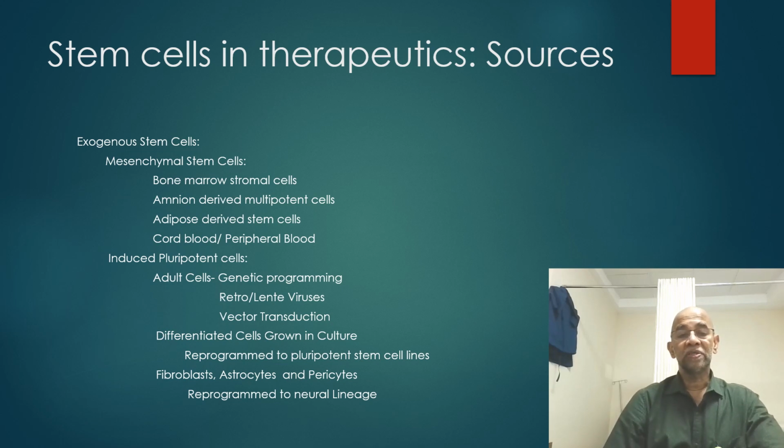A newer addition to the field of stem cells is induced pluripotent cells. These are obtained from adult cells by genetic programming using retro or lentiviruses. Differentiated cells grown in culture can also be reprogrammed to pluripotent stem cell lines. Fibroblasts, astrocytes, and pericytes can be reprogrammed to neuronal lineage.